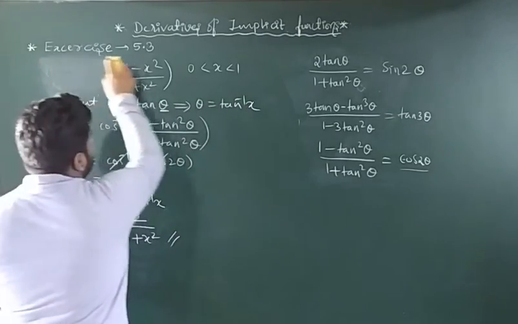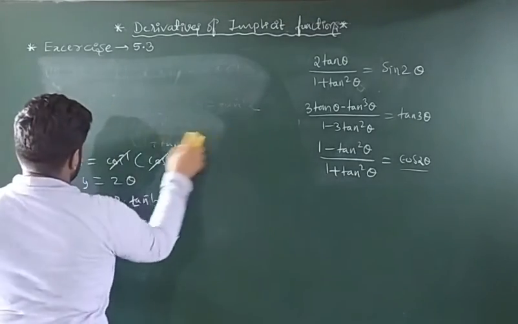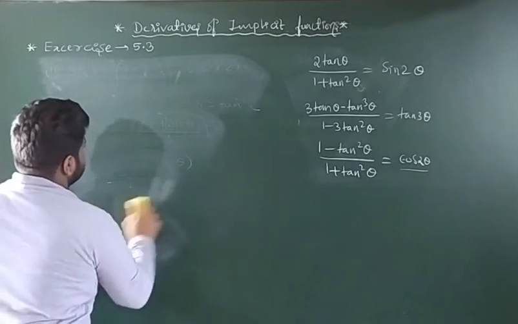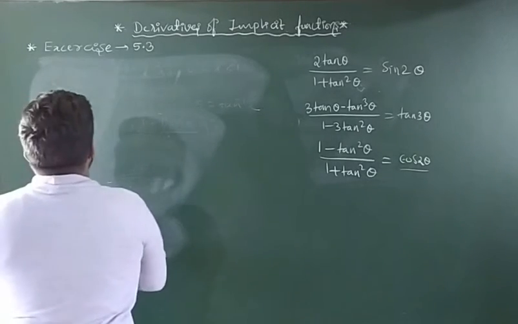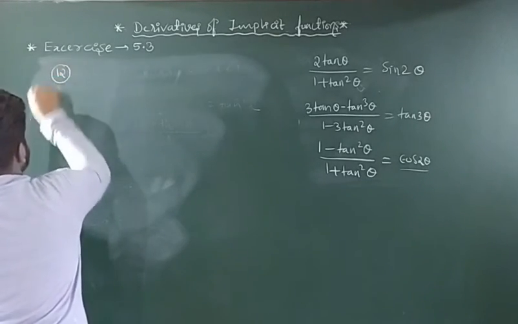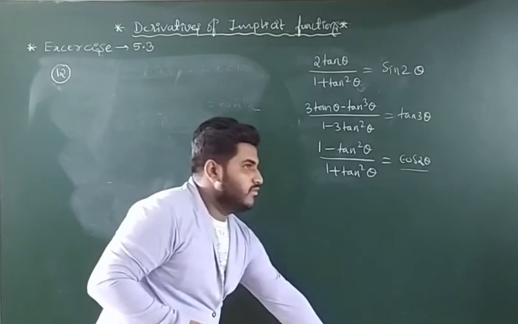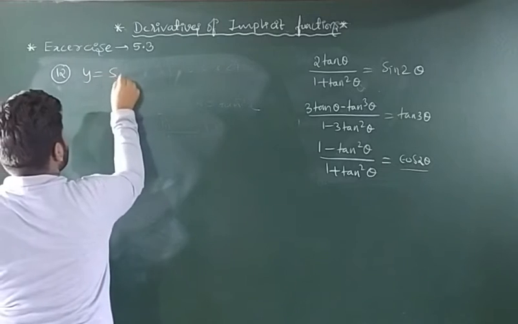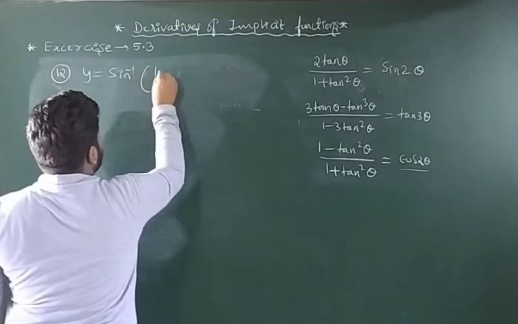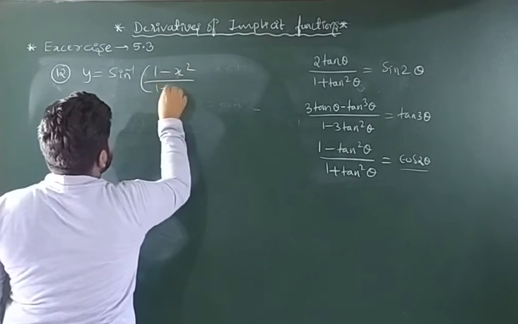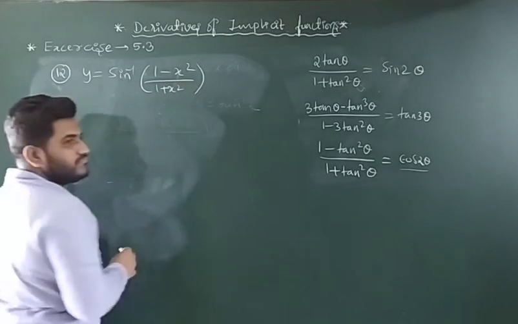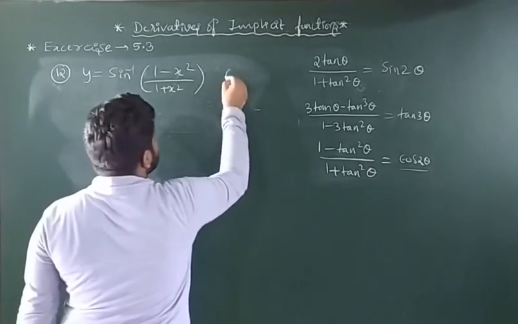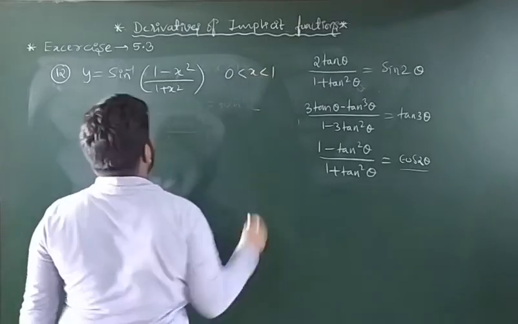Question number 12. Question number 12 is y equal to sin inverse of (1 minus x square) divided by (1 plus x square), and x is in between 0 and 1.